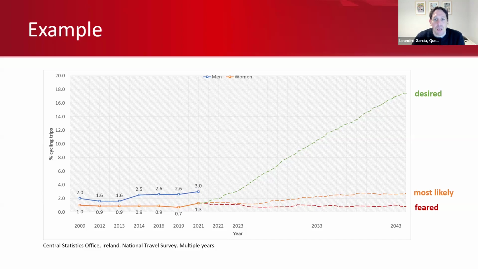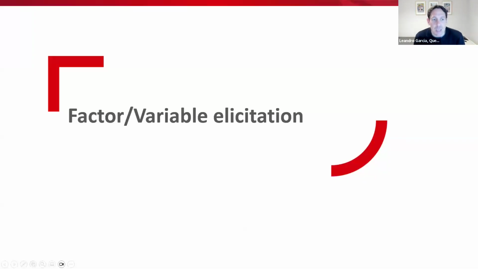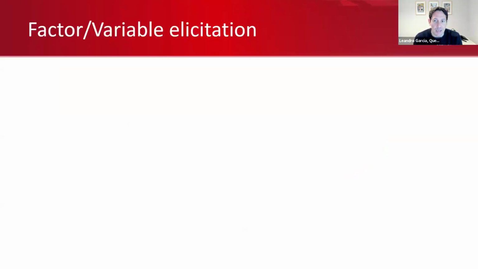Okay. I will continue, and then you can come back to more things about reference mode after. So the next step is factor and variable elicitation. Once we define how the system behaves and is likely to behave in the future, the next step is to elicit what factors or variables can contribute to those patterns.